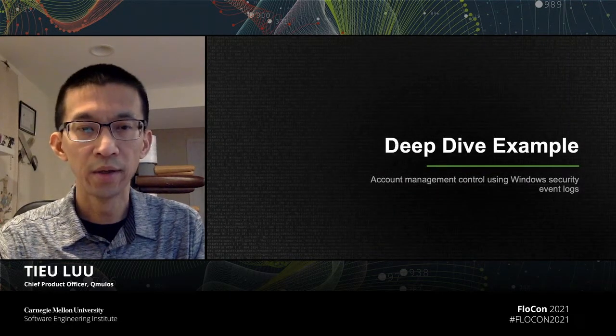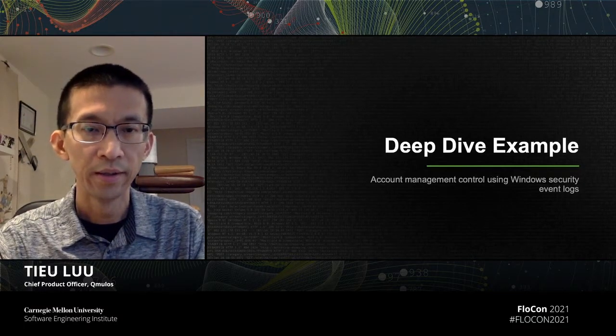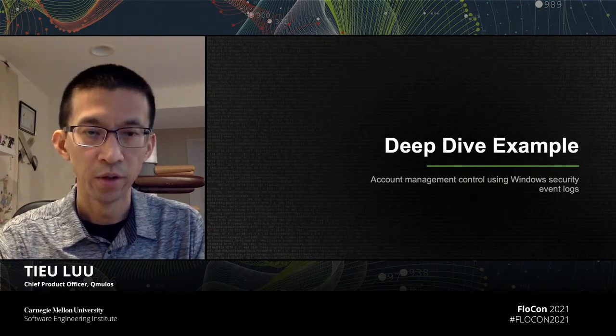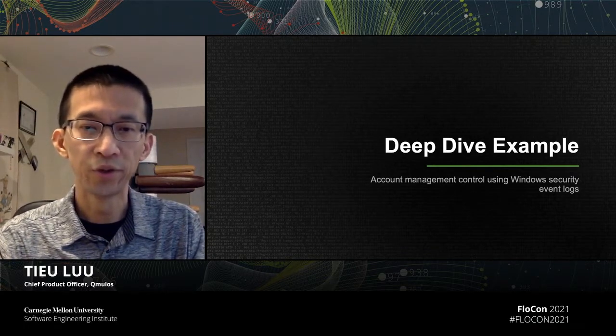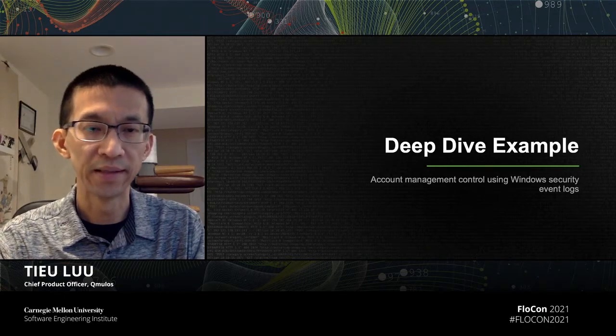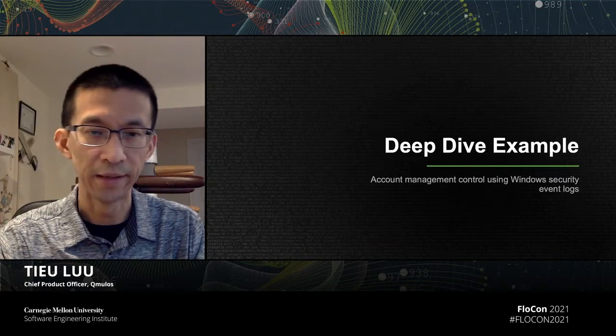Now that we're done with a high-level overview of our solution, let's get into a deep dive example. We're going to be looking at how we can use the Windows security event logs to help us assess the account management control from NIST 800-53.